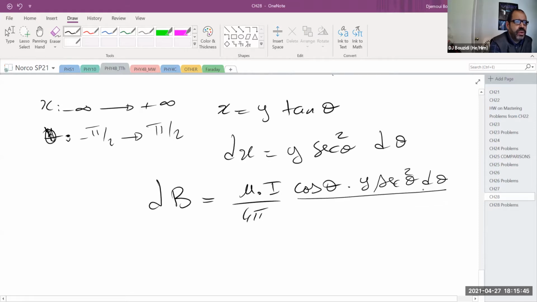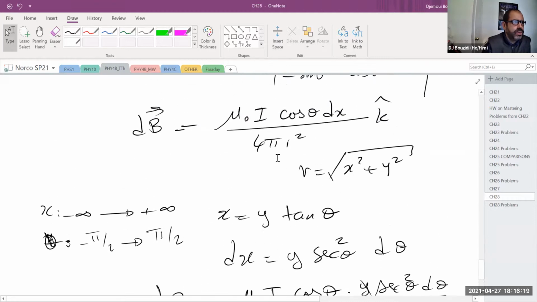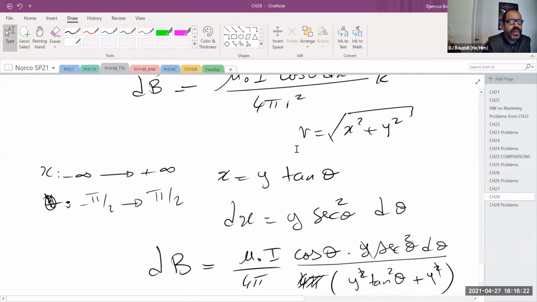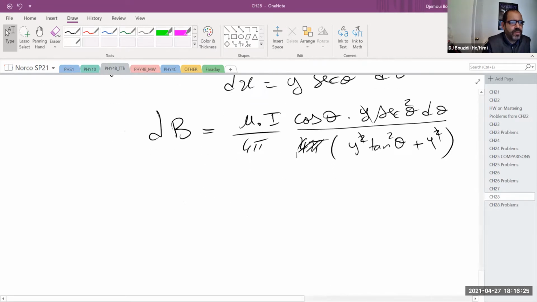I know you're tempted to say, okay, how about if I cancel one of the secants with the cosine? Don't, because there is an easier cancellation coming. 4 pi times r squared. R squared is x squared, and x squared is y squared tangent squared theta plus y squared. From here, you can clearly see that the y squared and the y cancel. And we're going to take y squared as a common factor. Where do we have another 4 pi in here? Sorry about that. It's already written in here, 4 pi, so it's just r squared that I'm supposed to write in here. I don't have 4 pi squared.